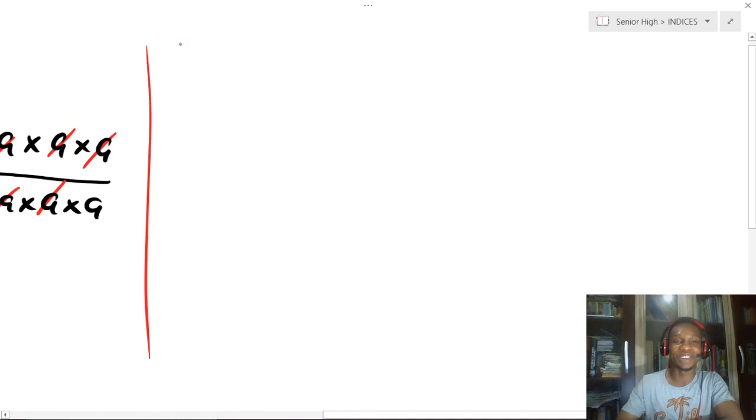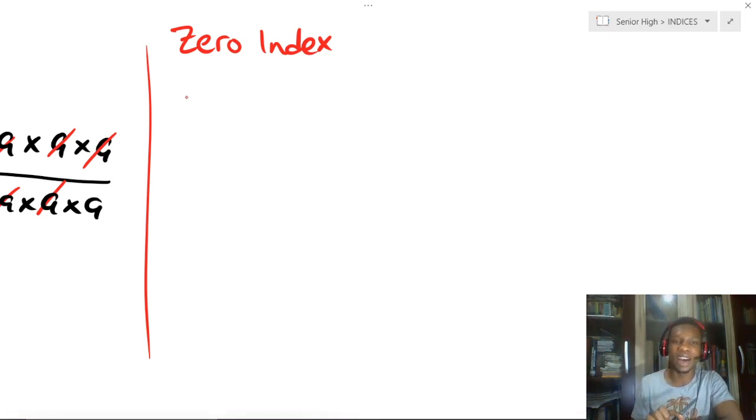Okay, so let's continue here. Now let's take another law. The law is called the zero index law. Now what's the zero index law? Let me write this one out. This zero index law tells us that anything raised to the power of 0 is 1. Now I want to spell it out very well. For example, this is what it means: a raised to the power of 0 is equal to 1. Now a can be anything.